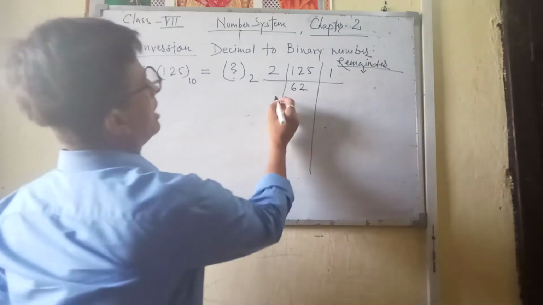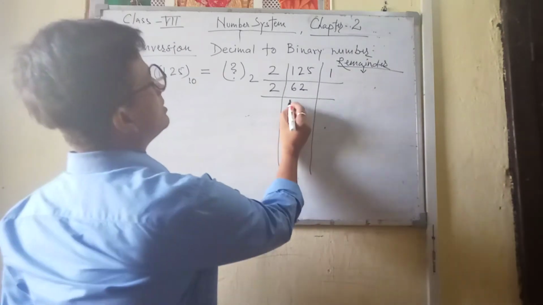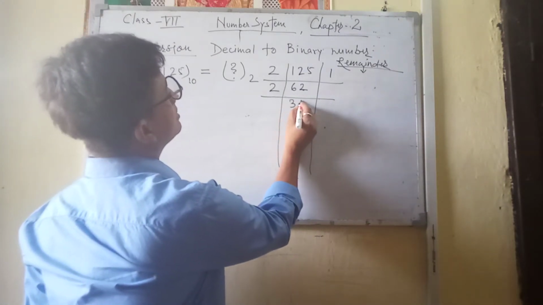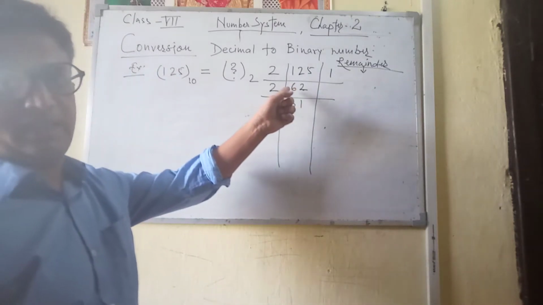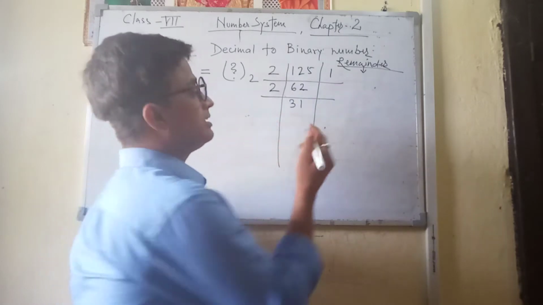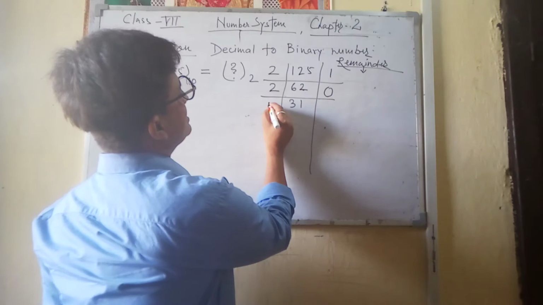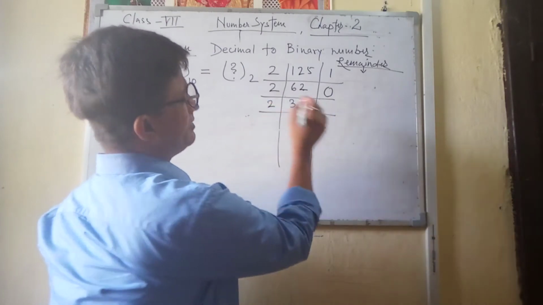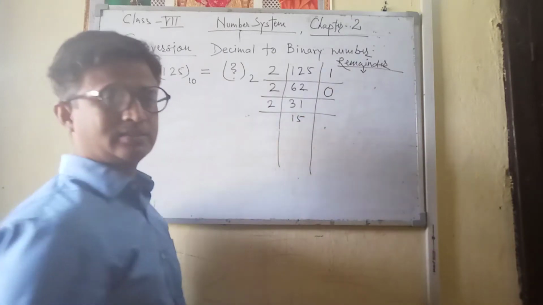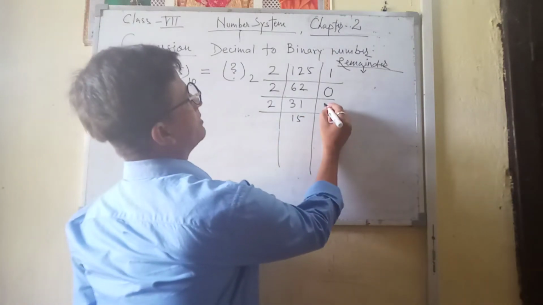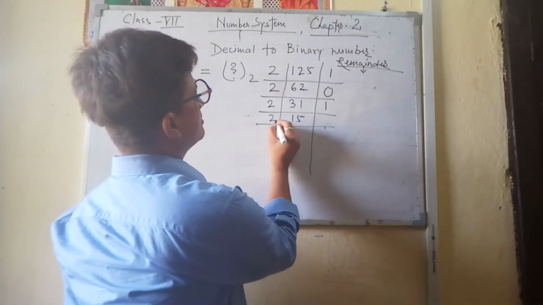Now again you have to divide it by 2. 2 threes are 6, 2 ones are 2, 31 twos are 62. Clear? What remainder did we get? Nothing, meaning 0. Next, again divide by 2. 15 twos are 30. Clear? What remainder do we get? 1. Then again divide it by 2.